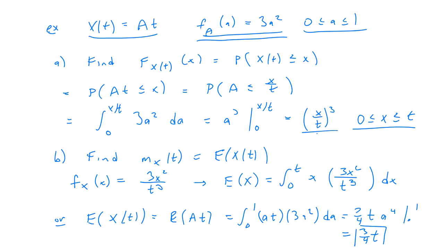So as you should expect, at time 0, the mean is 0. At time 1, it's 3/4. At time 10, it's 30 over 4, and so on. So the mean is getting larger as time goes along. So let me just set up the next one. But any questions on this? Obviously, we have to do more examples if it's going to be on the test. But any questions on this?